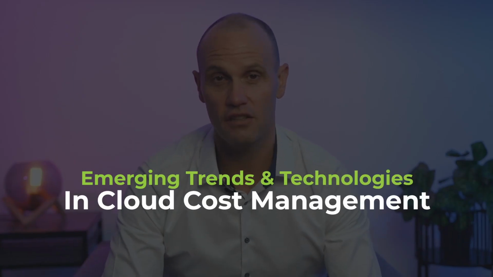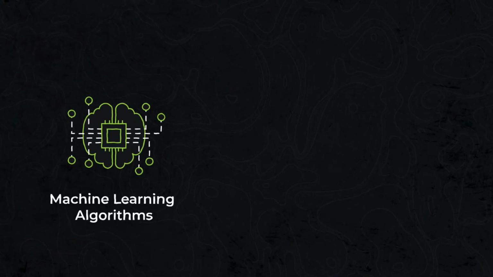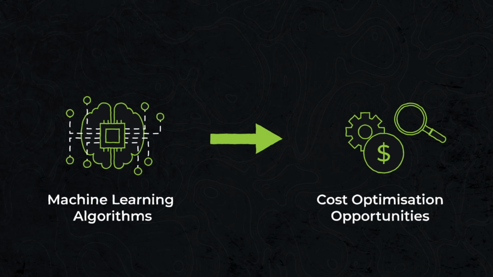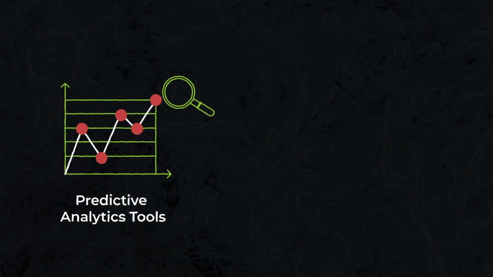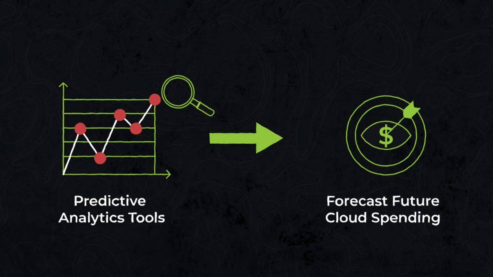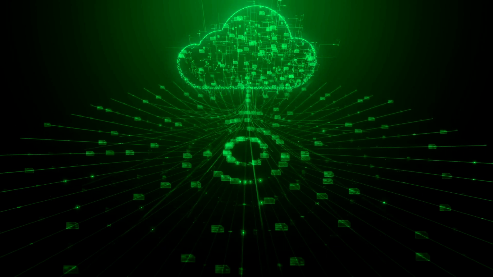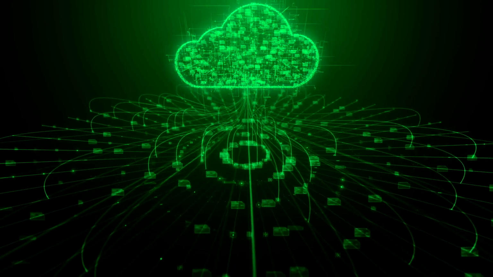Finally, let's look at some emerging trends and technologies in cloud cost management. Beyond cost estimators and cost control systems evolving, emerging technologies such as machine learning algorithms that can identify cost optimization opportunities and predictive analytics tools that can forecast future cloud spending are on the rise. As this field of cloud cost management continues to evolve, we can expect to see even more innovative solutions in the years to come.